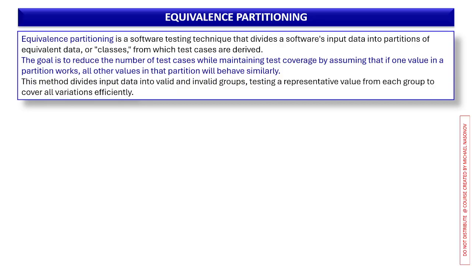Equivalence partitioning is a software testing technique that divides a software's input data into partitions of equivalent data, or classes, from which test cases are derived. The goal is to reduce the number of test cases while maintaining test coverage by assuming that if one value in a partition works, all other values in that partition will behave similarly. This method divides input data into valid and invalid groups, testing a representative value from each group to cover all variations efficiently.